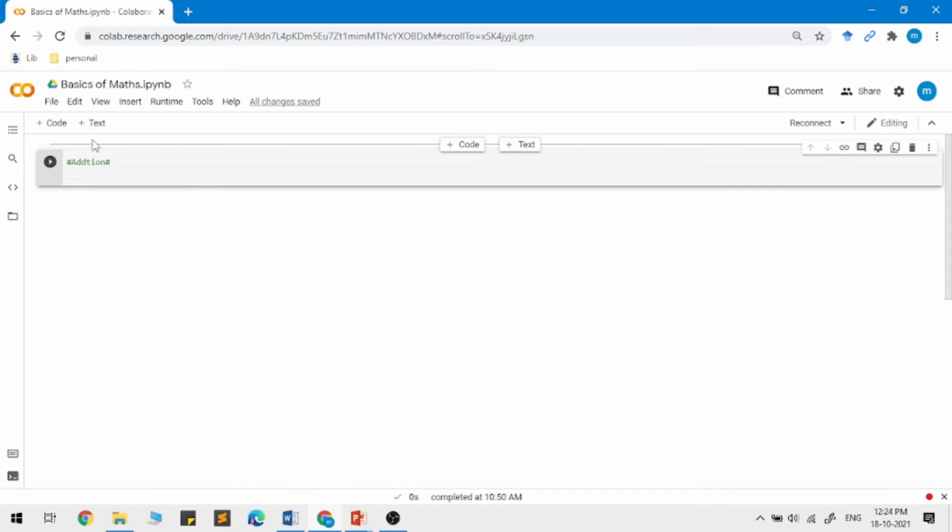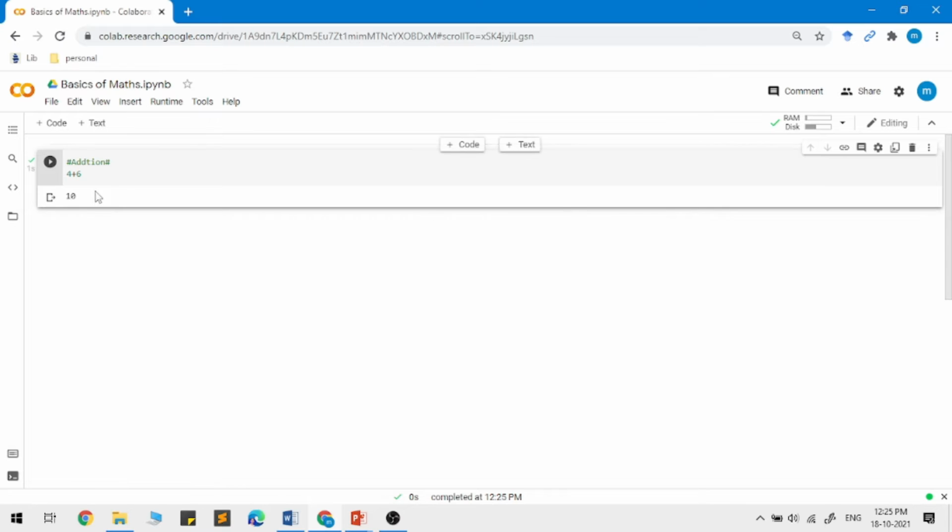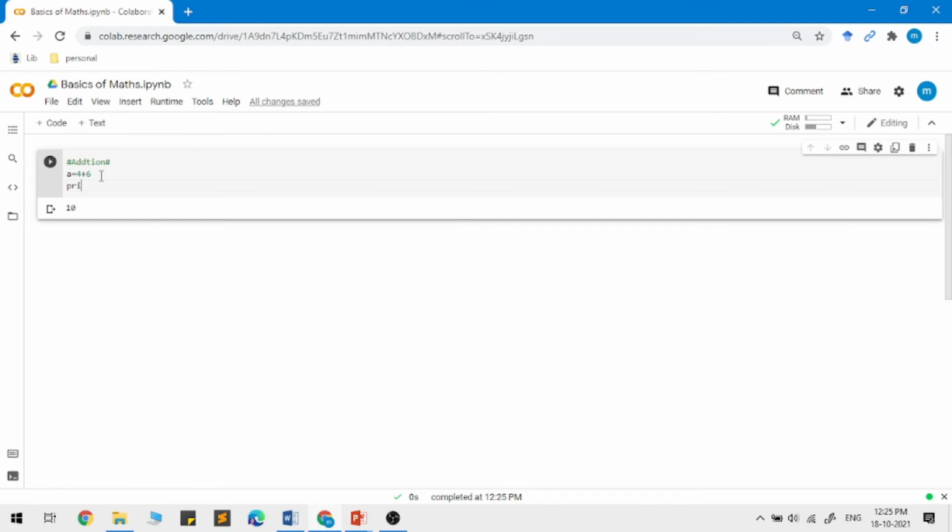Suppose I want to add two numbers, 4 plus 6. I am running this, so it gives 10. And suppose I am naming this A. My A is equal to 4 plus 6. And if I want the output of this A, then I have to print the output. So print A will give you the output of A. It is again the same.